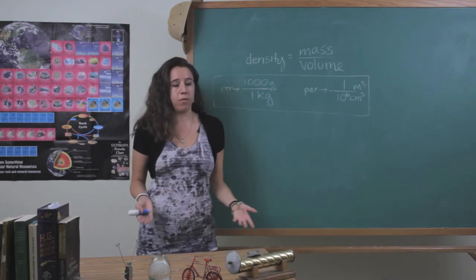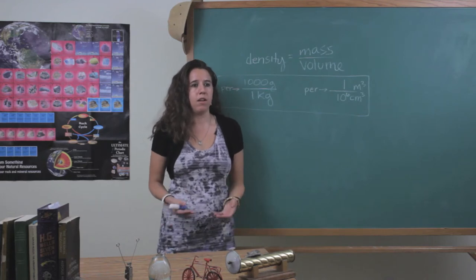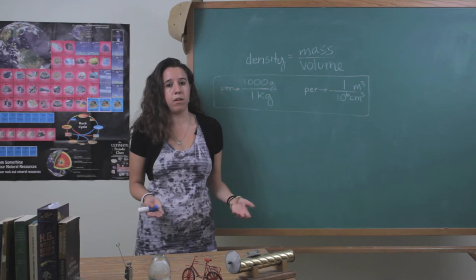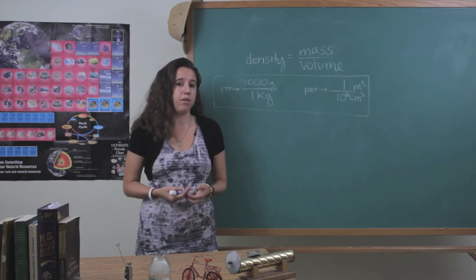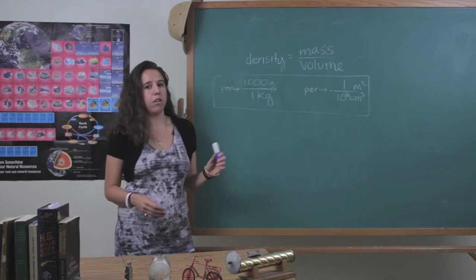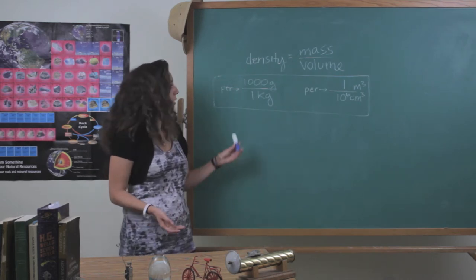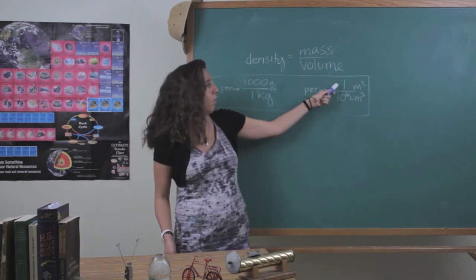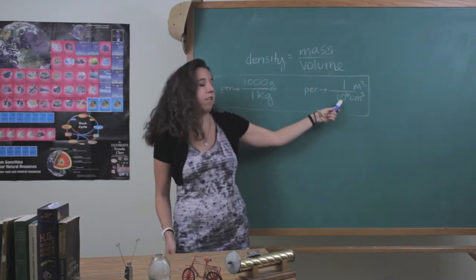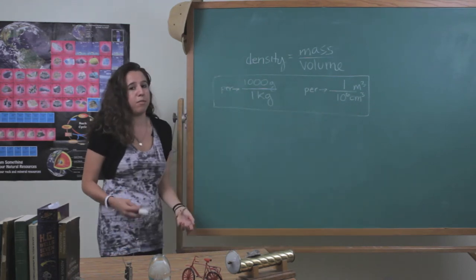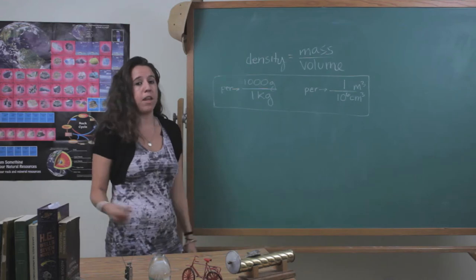But we're just going to assume for this problem that you've been given, let's say, the density of a liquid in kilograms per meters cubed, which are standard SI units. And let's say that you want to convert from that. So you're going to look up your conversion factors. You're going to find that there are 1,000 grams in a kilogram. And in 1 meter cubed, there's 10 to the 6 or a million centimeters cubed. So from there, it's basically just multiplication.